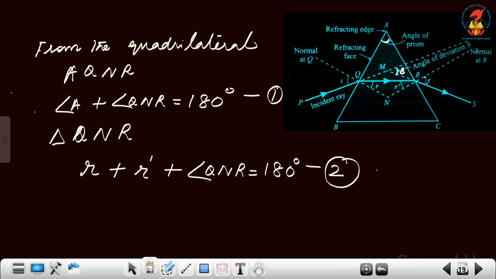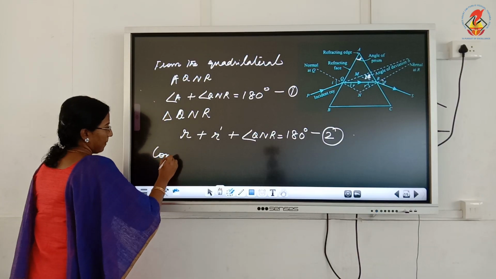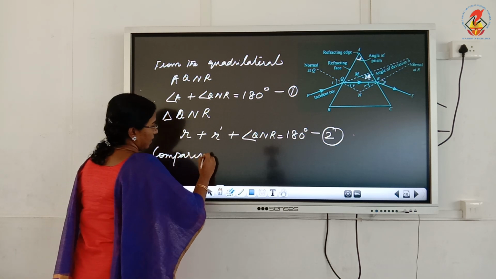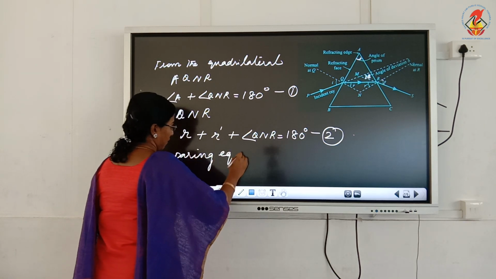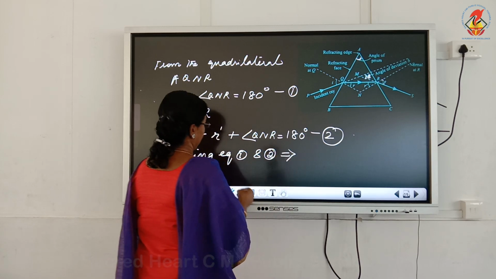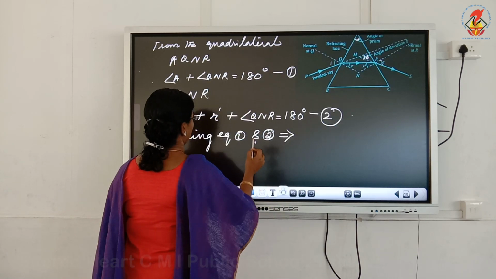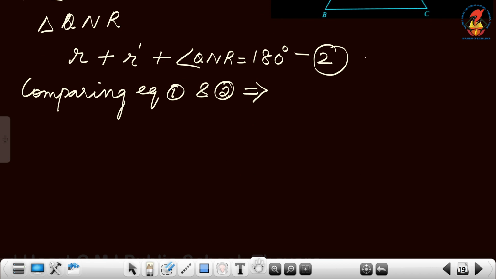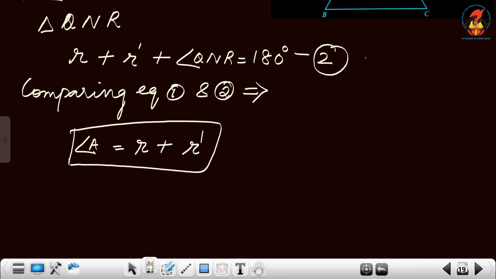Now if we compare equations 1 and 2, we get angle A is equal to what? Angle A is equal to r plus r dash. So angle A is equal to r plus r dash. This is our first main equation. That gives us equation 3. Okay.